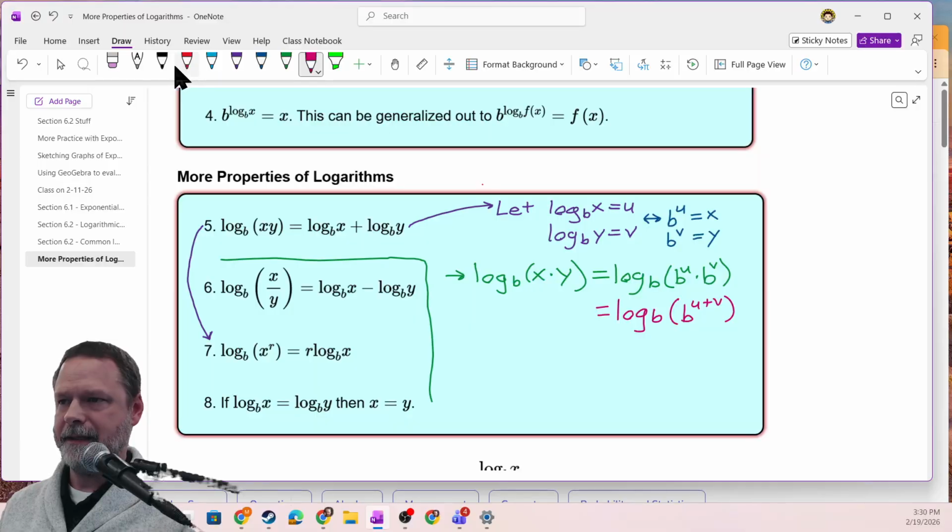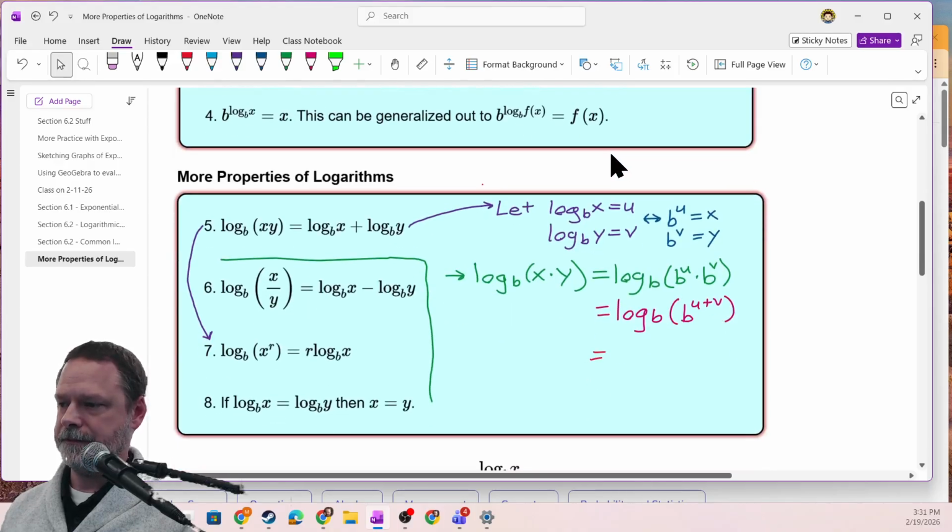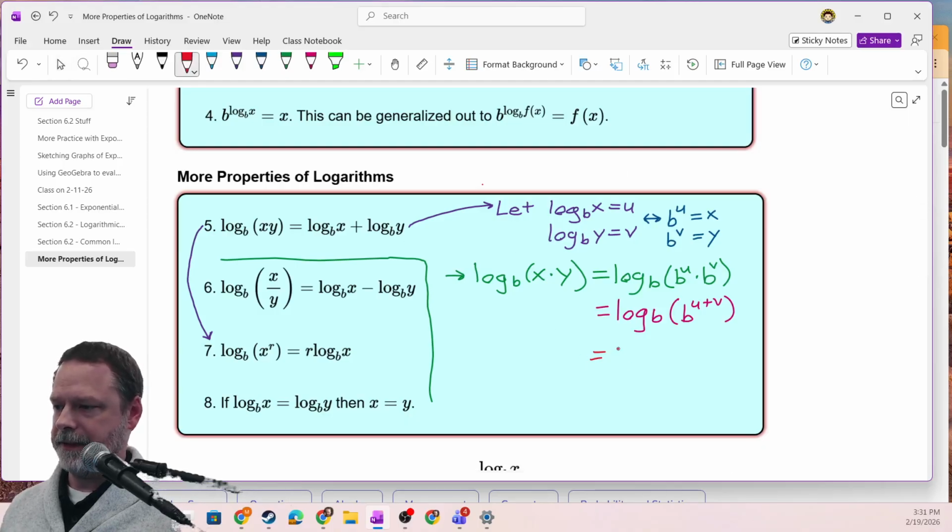Now, if that's the case, then let's see, we're trying to get log base b of x plus log base b of y. Oh, well then, there it is. Log base b of b to the u plus v. Using our property here, property 3, we have simply u plus v. There it is.